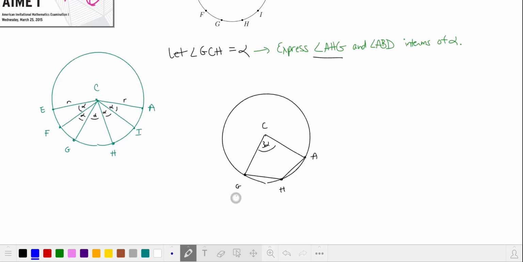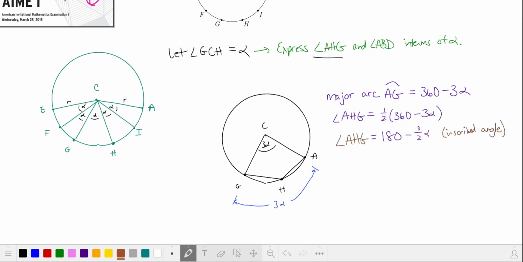And since this is a central angle, the arc from A to G is also 3 alpha, which means that the major arc that goes around the long way from A to G is 360 minus 3 alpha. And because angle AHG is an inscribed angle that cuts off this arc, it's going to be half of the length of the arc.